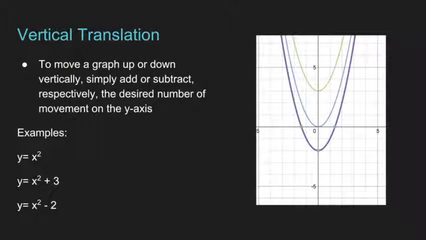Now, if you want to move a graph up or down vertically, simply add or subtract, respectively, the desired number of units of movement on the y-axis. This can be seen from the graphs y equals x squared, y equals x squared plus 3, and y equals x squared minus 2. Notice how with y equals x squared, the y-intercept is at 0, but with y equals x squared plus 3, it moves up 3. In the graph y equals x squared minus 2, it moves down 2 from y equals x squared. This is because the number after the x squared is the y-intercept.